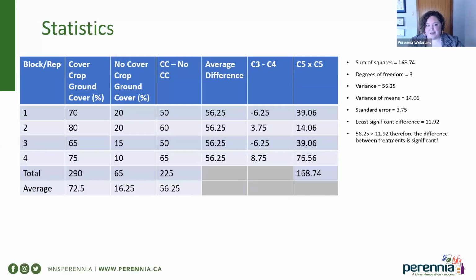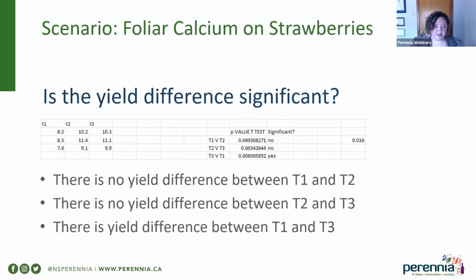I'm not going to go through all of this again with the cover crop grain cover, but just look at the last numbers here. We've got our least significant difference of 11.92 and our average difference of 56.25. And so that is definitely a significant relationship. So I will toss back over to Sunny now to talk a little bit about his results.